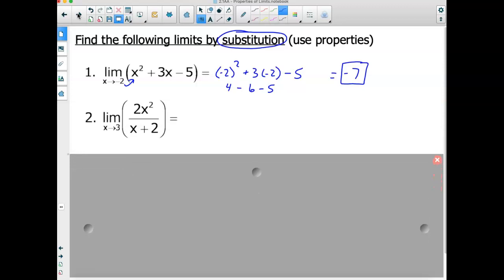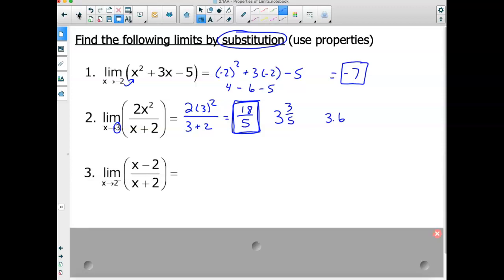Okay. What do I get for my next one? Ooh, a fraction. I don't like fractions. The limit as x approaches 3. Notice here, I'm just going to substitute it in. So I have 2 times 3 squared over 3 plus 2. Well, 3 squared is 9 times 2 is 18 over 5. I cannot reduce that, so I'm done. I don't need to convert it to a mixed number, though that would be 3 and 3/5, or 3.6. If it's reduced, there are no common factors, top and bottom. I don't like to waste my time anymore.